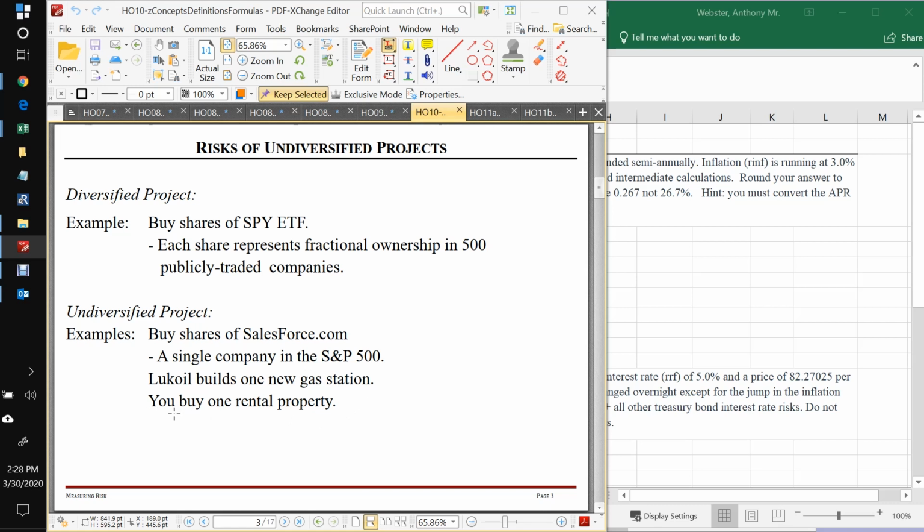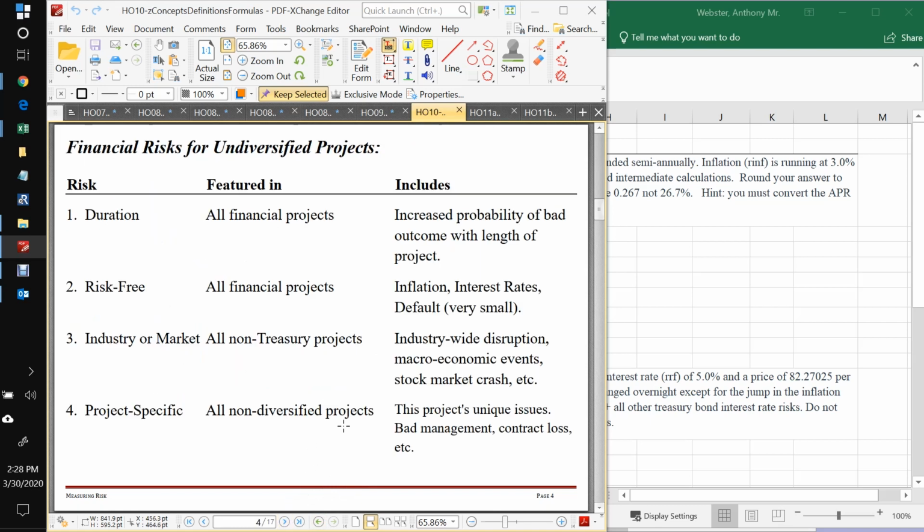And you could consider throwing all of your savings into buying one rental property. That would be a bad idea. But in general, if you're thinking about buying one rental property, when we're looking at just that one property, it's an undiversified project. And for undiversified projects in general, we have 4 risks.